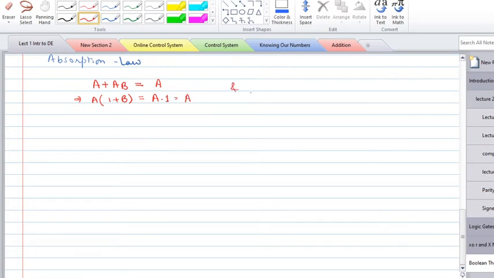And the second is, if A is multiplied with (A + B), then this also results in A, because if we solve this expression, it results in A dot A + AB, and this is nothing but A + AB, which results in the same value, that is A.